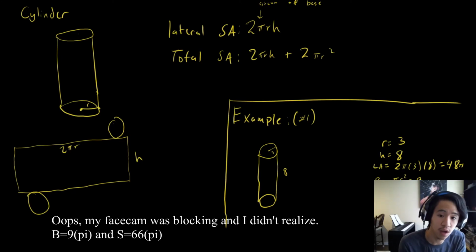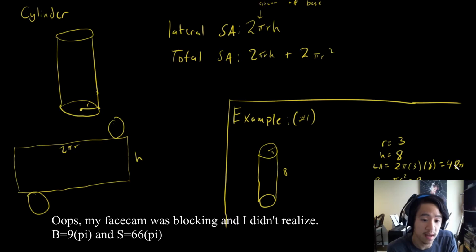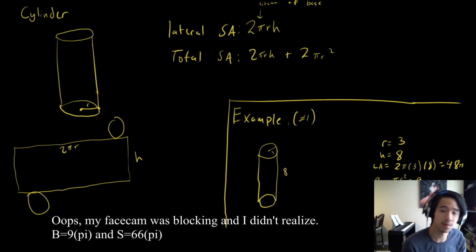So now the total surface area is going to be our lateral area, 2 pi r h, plus 2 pi r squared. So that's going to be 2 of the bases, remember. So that's going to be 48 pi plus 2 times 9 pi. And then we add those together, we get 48 plus 18 pi. So that's going to be 66 pi. And then we get units squared. So that's going to be example number 1. Let's go ahead and move on to the next one.